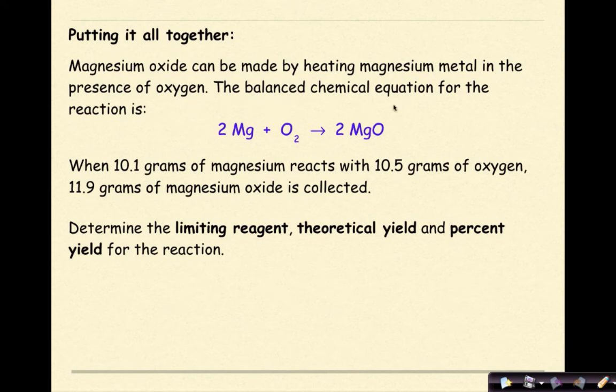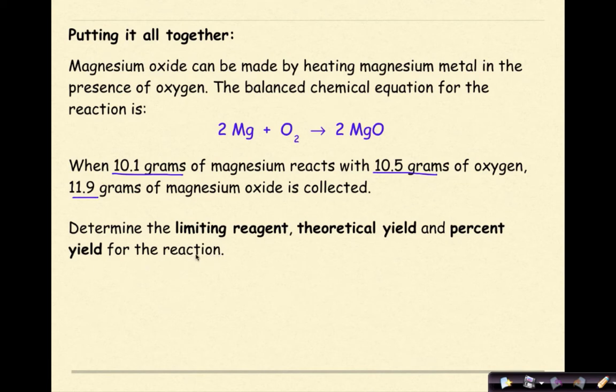The balanced chemical equation for the reaction is magnesium plus oxygen gives you magnesium oxide. When 10.1 grams of magnesium reacts with 10.5 grams of oxygen, 11.9 grams of magnesium oxide is collected. Determine the limiting reagent, theoretical yield, and percent yield for this reaction.